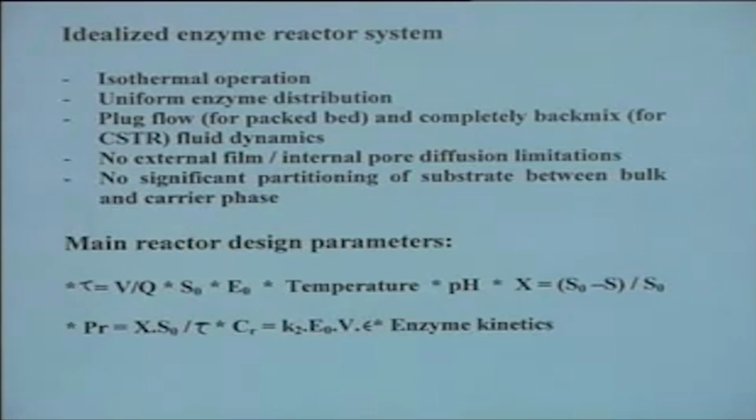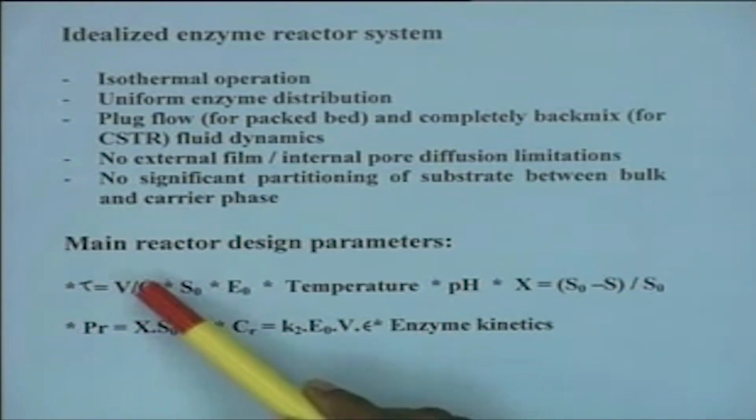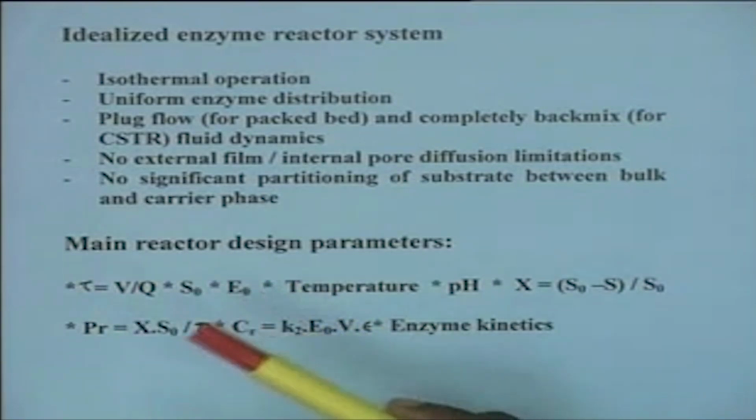Now if the system follows such assumptions, we can solely evaluate or conduct a reactor performance on the basis of biochemical reaction, the reaction kinetics. And to do so, the major reactor design parameters which have to be considered are listed here. The first one is tau, which is the reactor space time in terms of V upon Q, where V is the reactor volume and Q is the flow rate in the case of a continuous reactor, of course, and this tau in the case of a batch reactor is the batch reaction time.